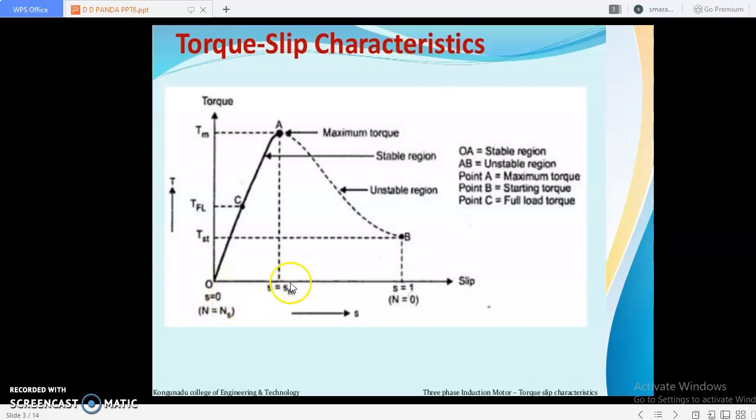But when the slip value is very near to 1, or after the slip value goes more than the maximum slip value, then what happens? The speed of the induction motor tries to drop and finally it becomes 0. The induction motor stops operating at a certain point. So this is the whole torque slip characteristic.